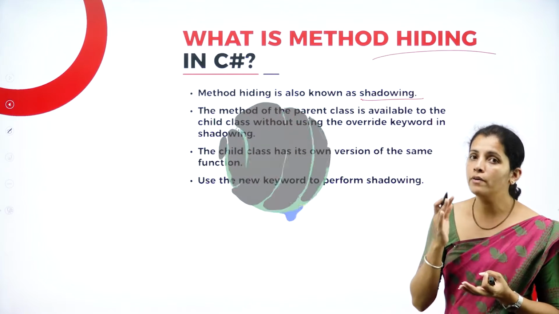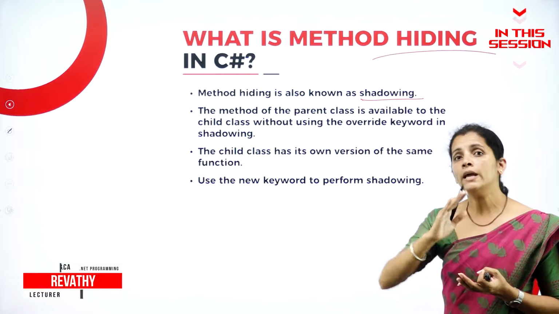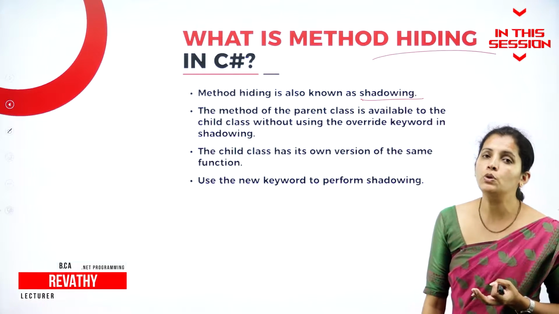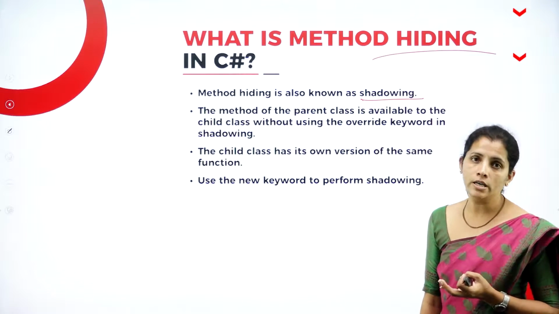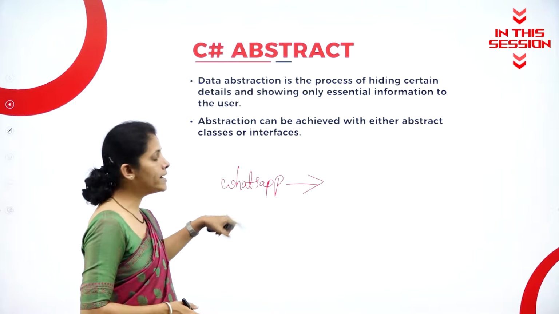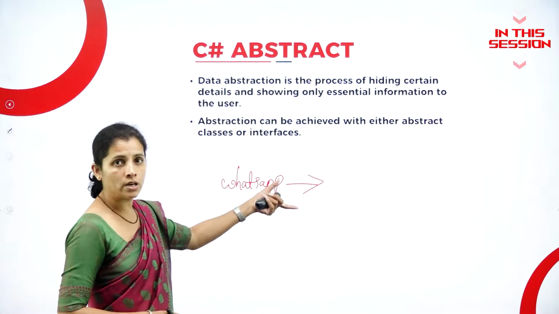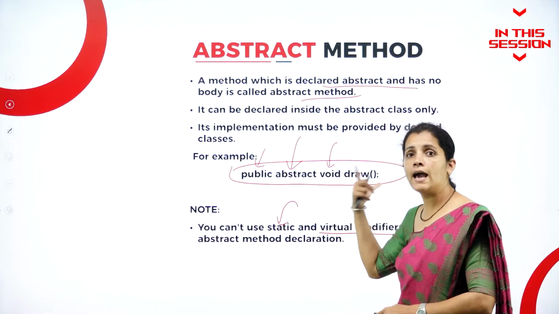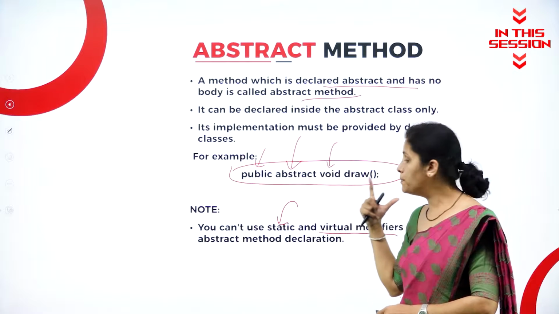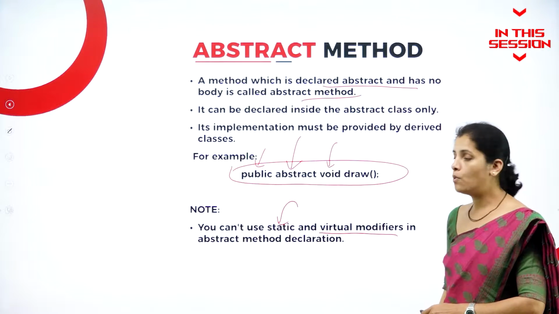Dear student, if I want to hide any method from inheriting the property, then I can use the word called new. WhatsApp, that means whatever the features provided by WhatsApp can be used by the user. The method itself is declared as abstract. For that reason, I am not able to use static as well as virtual modifier.